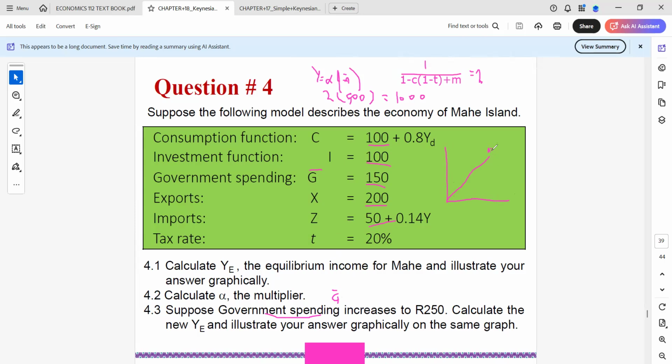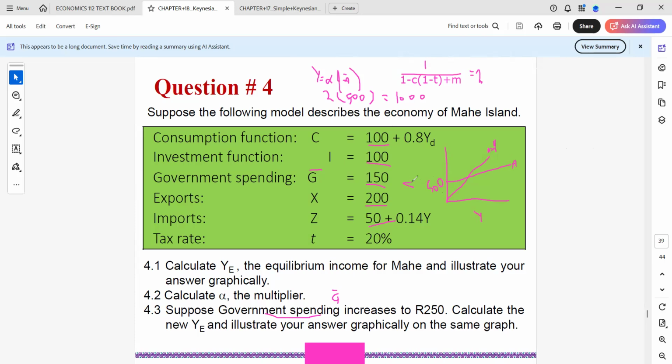Aggregate expenditure is equal to income, A equals Y. And then we have this aggregate expenditure curve where A is equal to C plus I plus G plus X minus Z. Because of the autonomous components, our graph will never start at the origin. We calculated them and found they are equal to 500, so our graph is going to start here at 500. And then this is our Y, income or total production.